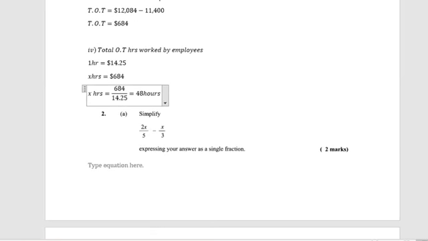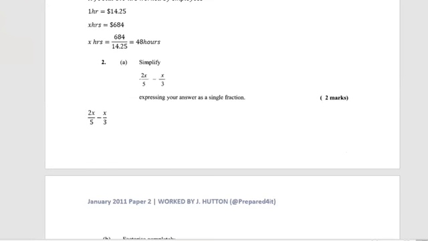Yes. So part 2 now says simplify, and they gave us an expression, and they said express your answer as a single fraction. So what we have is 2x over 5 minus x over 3. Who can tell me what I will do first? Find the LCM. 15 is my LCM. And therefore, what I'll say is 5 into 15 goes 3 times.